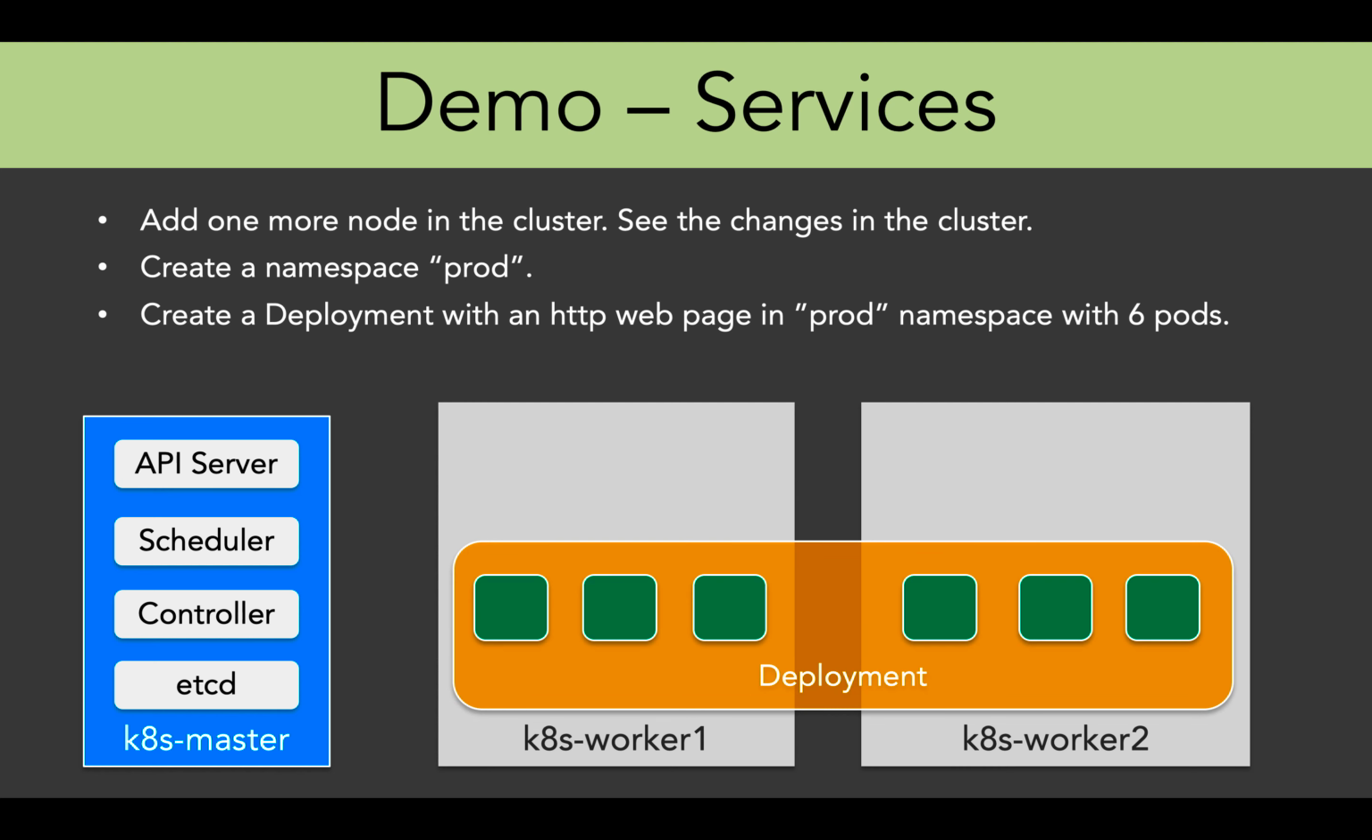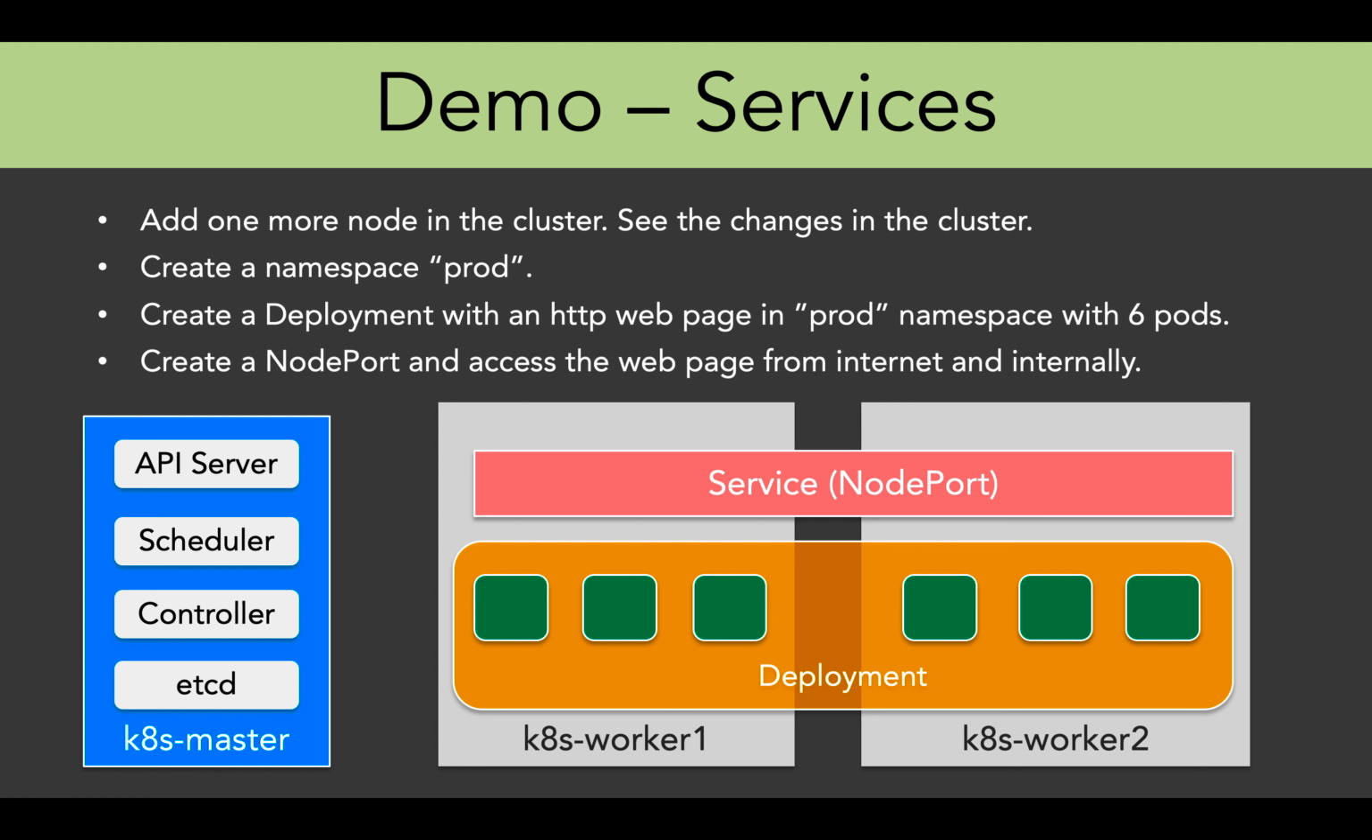So this is what we did. We created a deployment with 6 pods and we created a nodeport service type and we accessed the application from internet and internally. So that's how nodeport service works. Let us go ahead and see the second type of services, which is cluster IP.